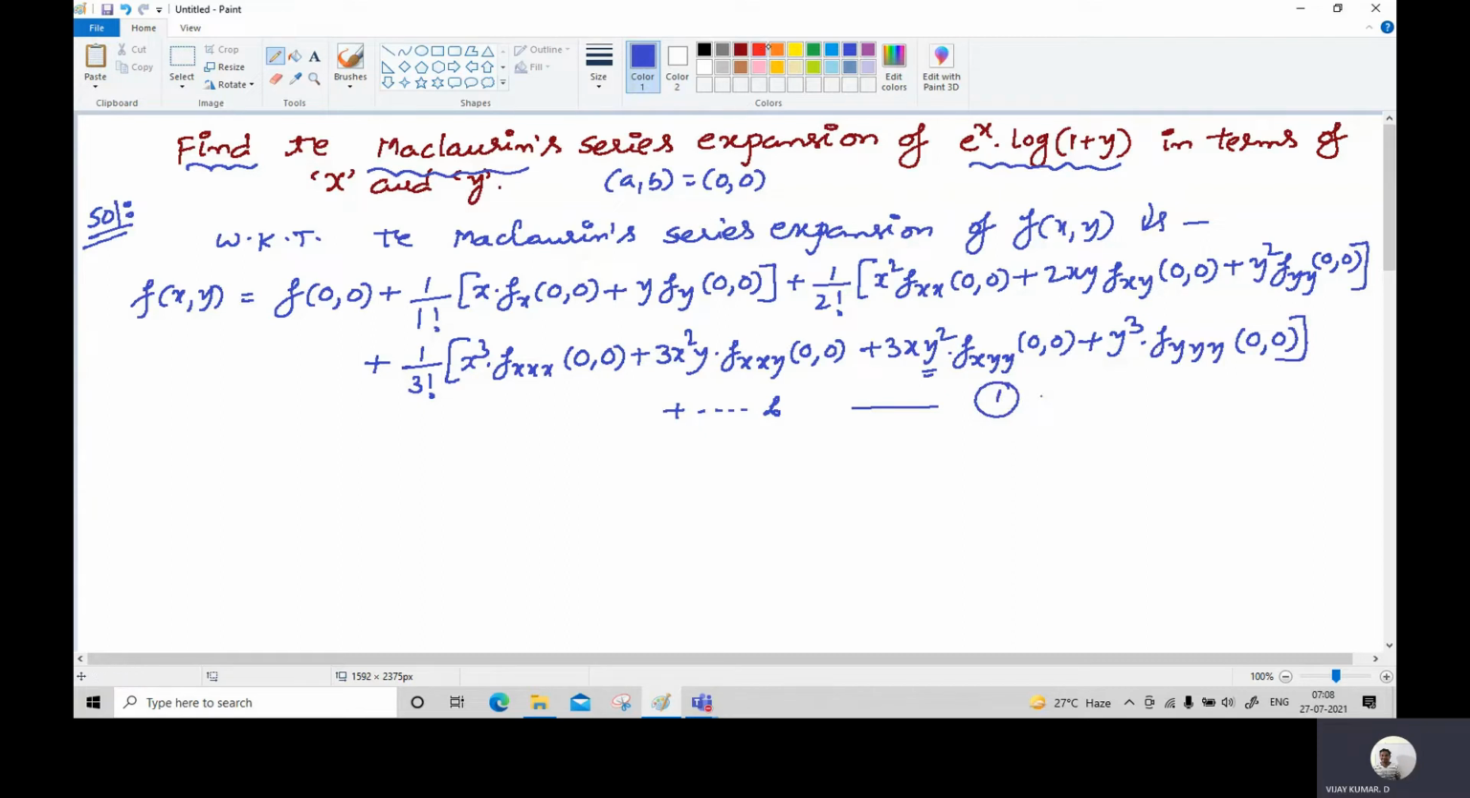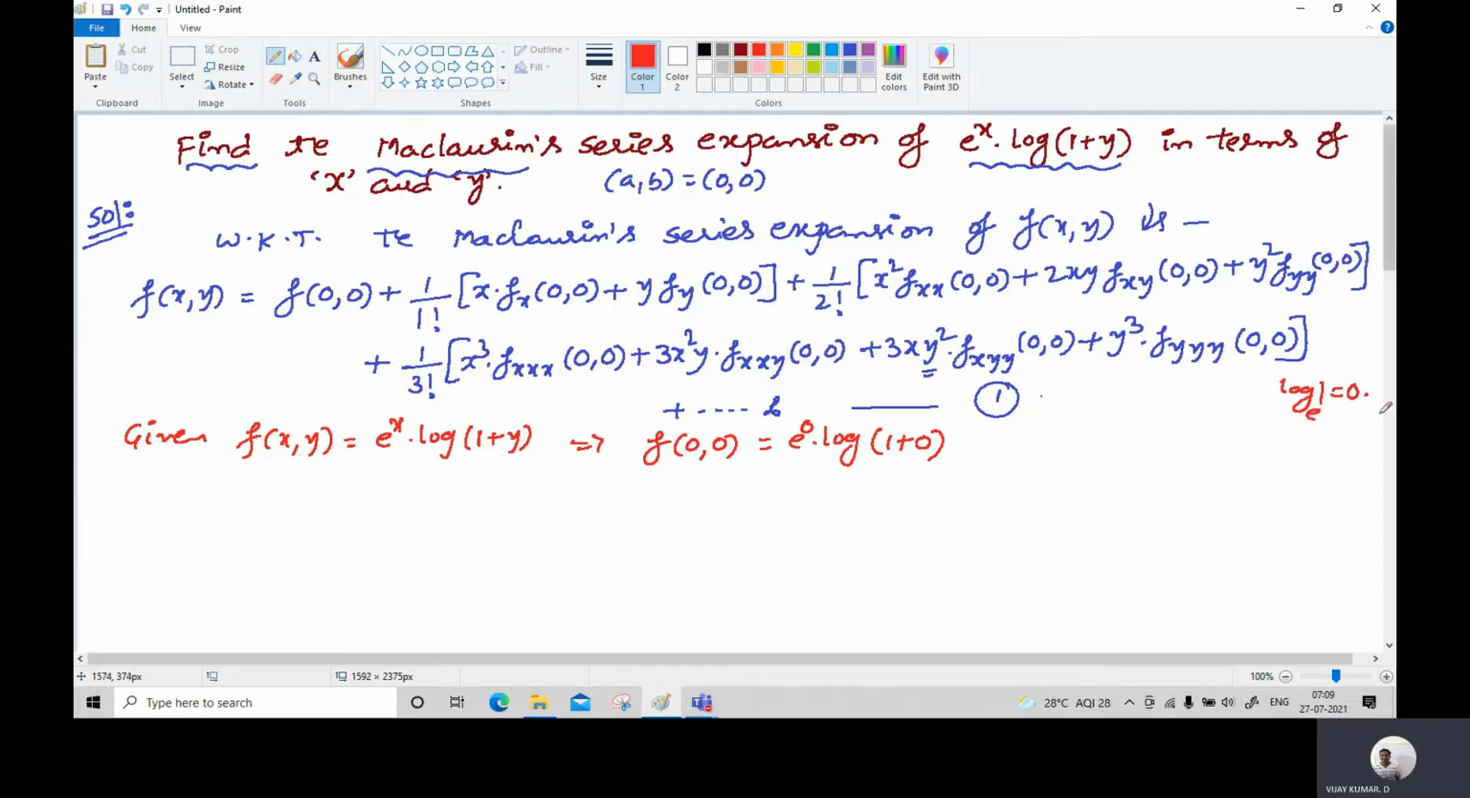Now one by one we have to find out all the functioning values which are involved in this formula. Okay, what is the given function? Given that f of x comma y is equal to e power x into log of 1 plus y. Okay, whose base is also e, don't forget it. So what is the functioning value at origin? E power 0 into log 1 plus 0. So log 1 plus 0 means log 1. Everybody knows that log 1 value is 0. Log 1 to the base e is 0. So 0 into anything is 0. This is the first term.